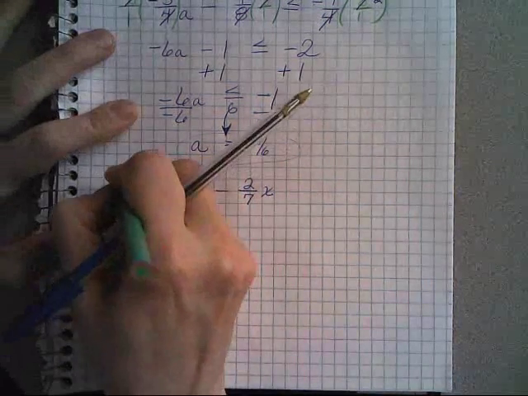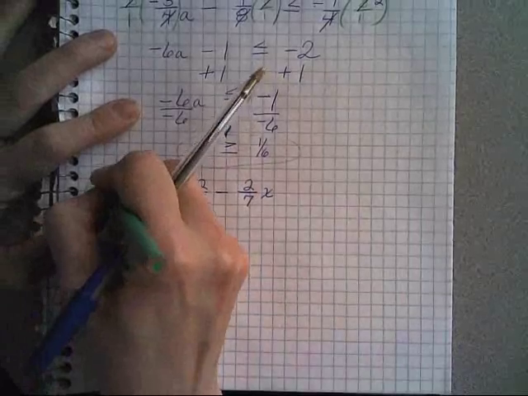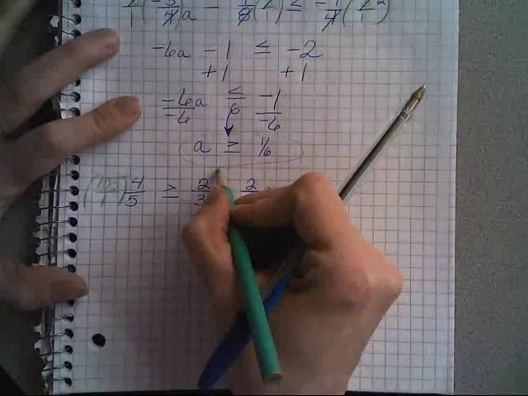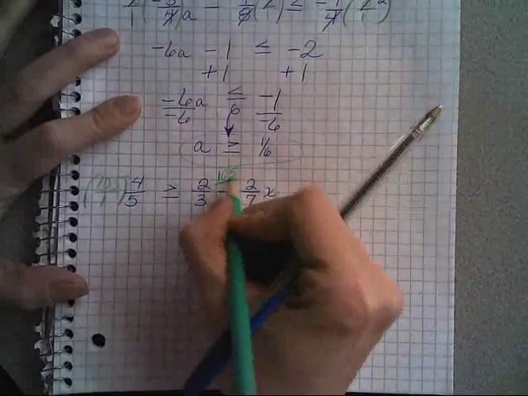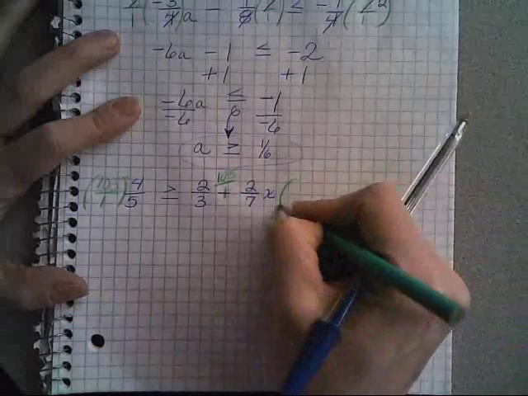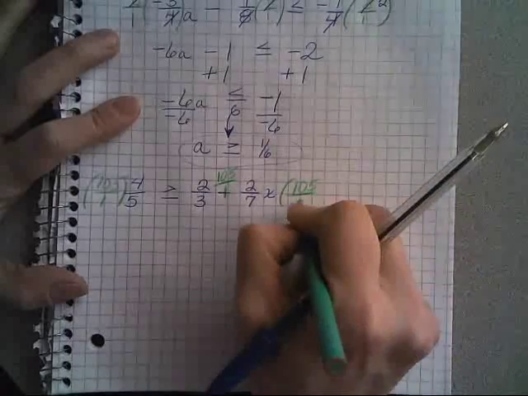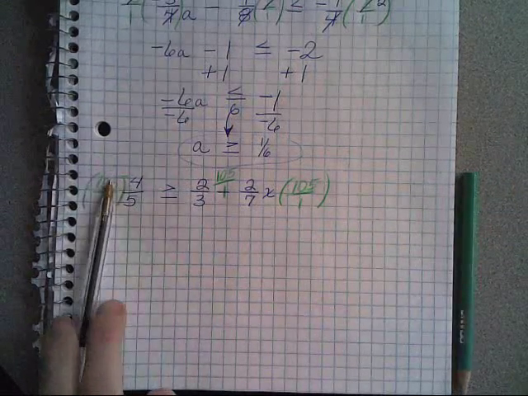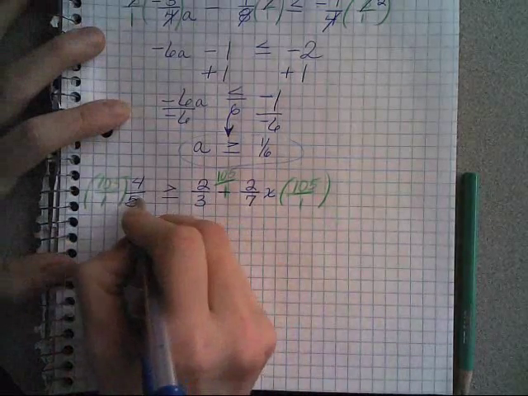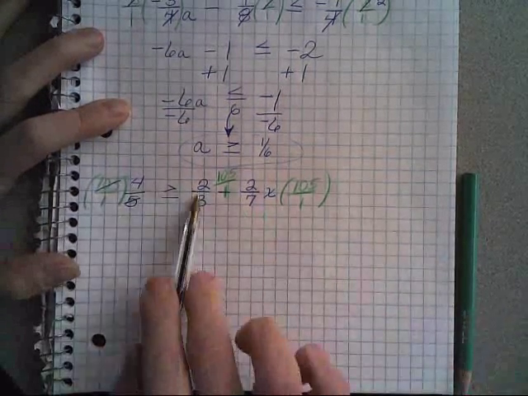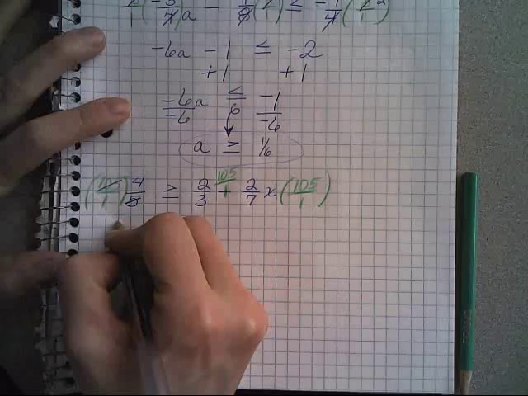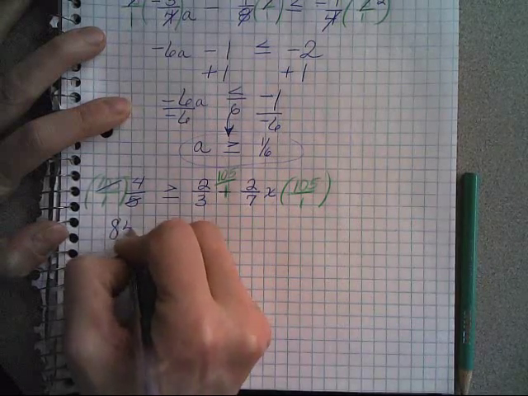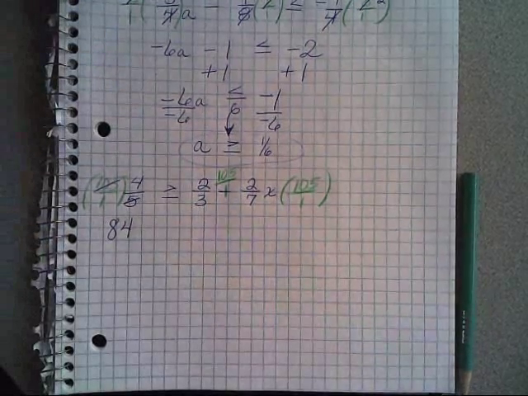Multiply each piece by 105. I didn't leave myself enough room this time, did I? 105 over 1. 105 over 1. All right. 5 into 105, what does that 105 become? 21, which is the product of those two. 21 times 4 is 84, right?